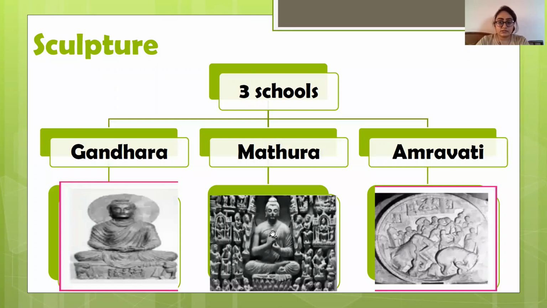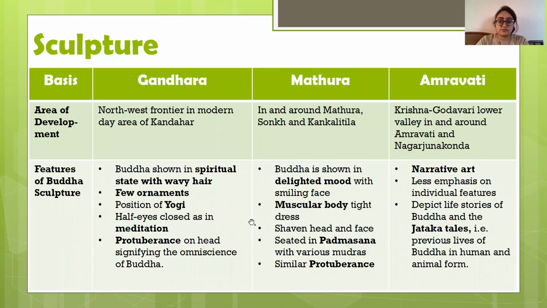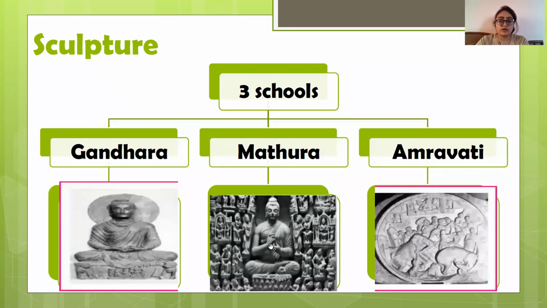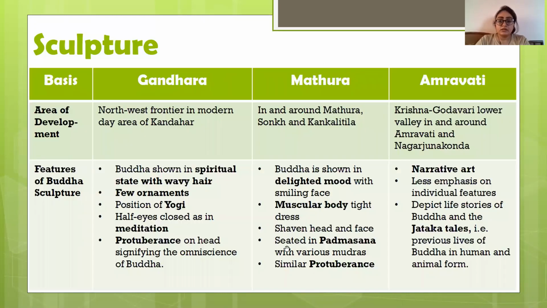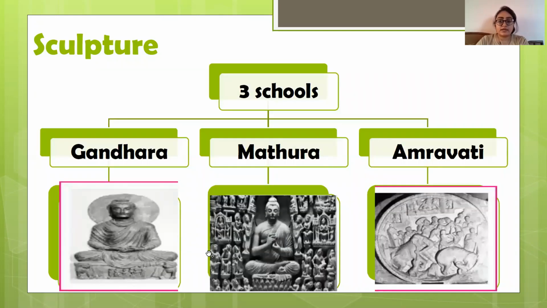Here you can see, he has a muscular body with tight clothes. Then a shaven head and face, and he is seated in Padmasana with various mudras. See if you can see one of the mudras. In Gandhara he was just shown in a meditation state, but in Mathura he is shown with various mudras, and one of the mudras is this. Then a similar protuberance, the same. The protuberance which was there in Gandhara is there in the Mathura school as well, behind, if you can see.